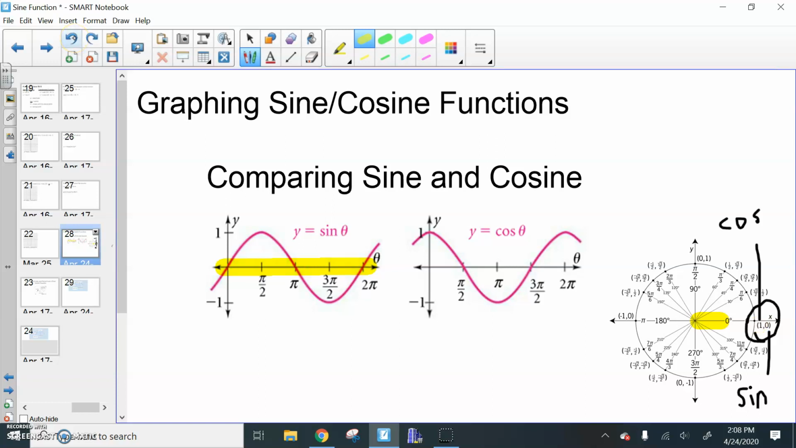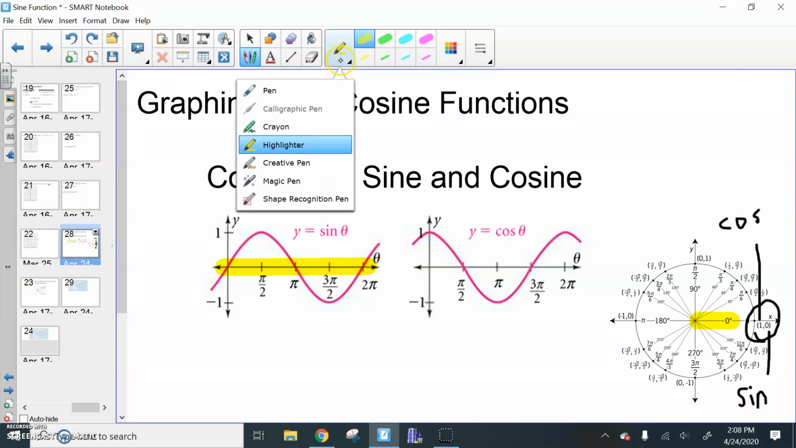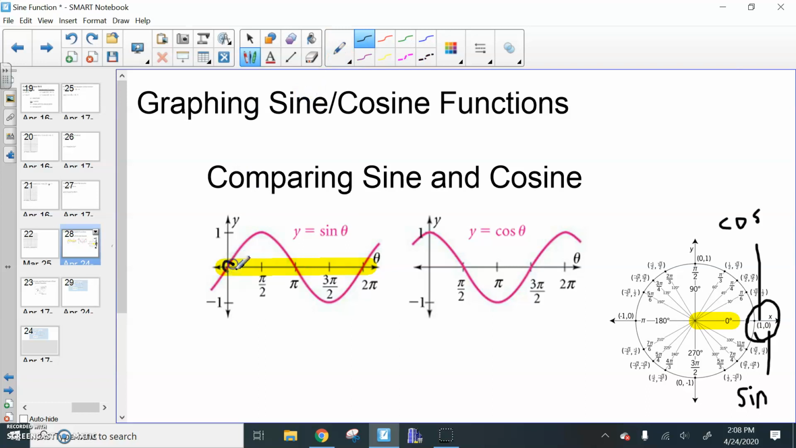So if we're looking at 0 for our angle, that puts us right here. Our graph for the sine is also going to be 0. Going back to that unit circle, the sine is 0, so that would make sense for the graph to be at 0 if the sine on the unit circle is 0.